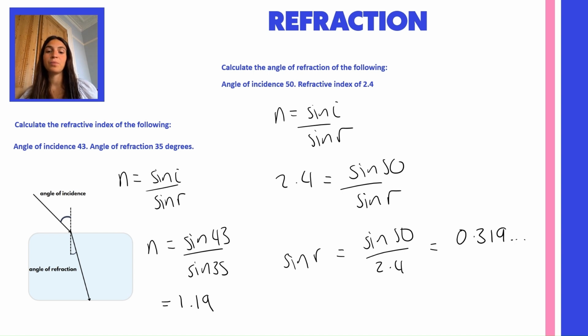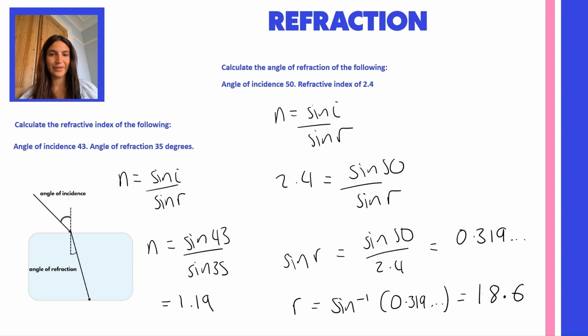That gives us 0.319. Then remember, in order to get r from sine r on your calculator, you have to press the shift sine button so that you get the sine to the -1 with an open bracket, 0.319, close the bracket, equals, and that gives me here 18.6 degrees.